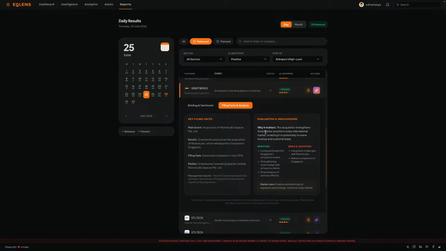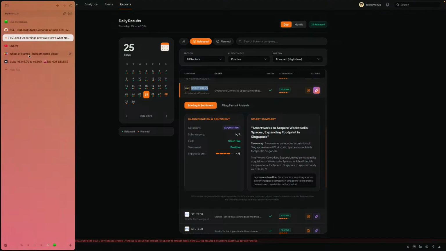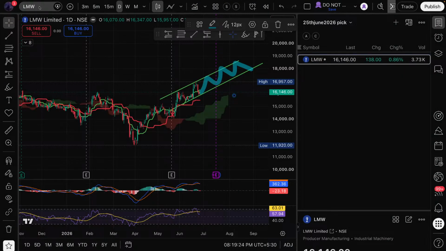This acquisition strengthens SmartWorks' position, with a potential increase in revenue and customers. Okay, an increased footprint in Singapore's enterprise market. Yeah, acquisition, good news, but it may not impact the Indian market so much. Let me just check the technicals as well.